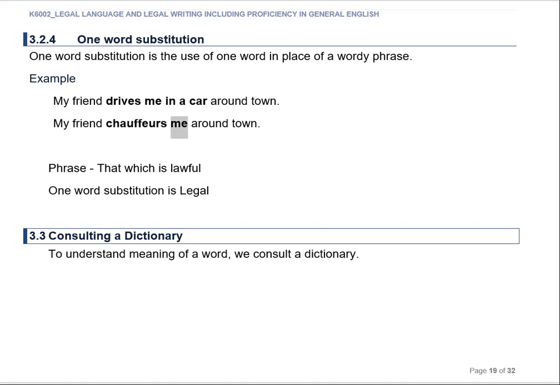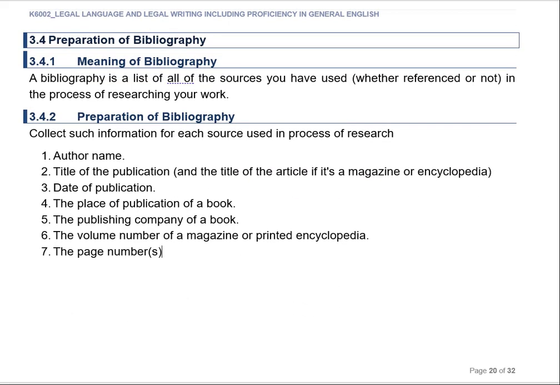My friend chauffeurs me around town. Phrase: that which is lawful. One-word substitution is legal. Consulting a dictionary. To understand the meaning of a word, we consult a dictionary.